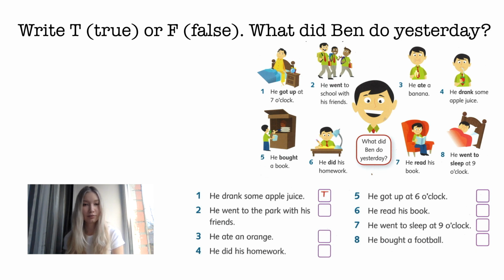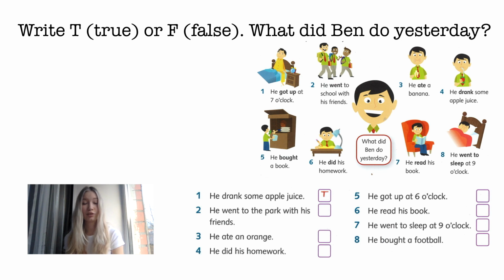And here we have the sentences. He drank some apple juice, which is true. He went to the park with his friends. He ate an orange. He did his homework. He got up at 6 o'clock. He read his book. He went to sleep at 9 o'clock. And he bought a football. Купил футбольный мяч. So now, please pause the video, think about your answers, and then come back and we will check them.